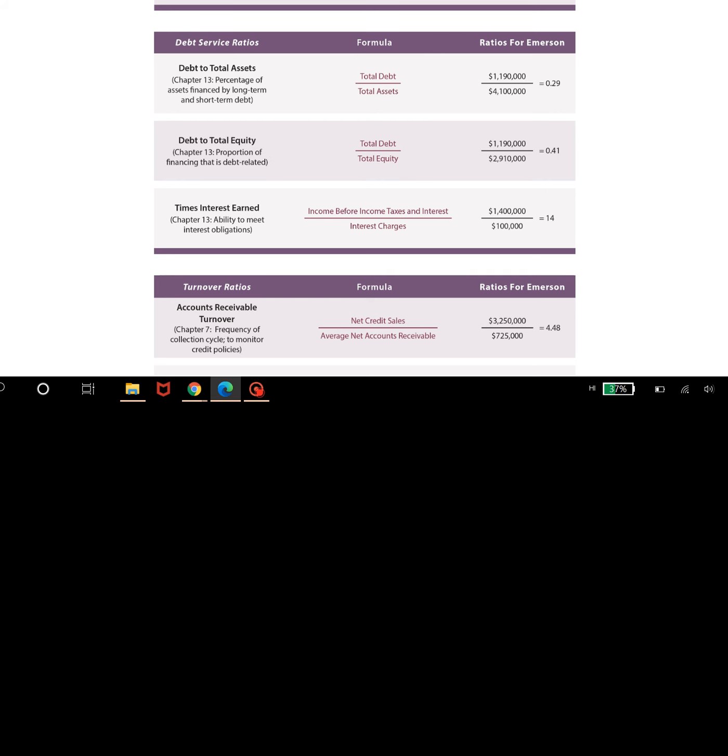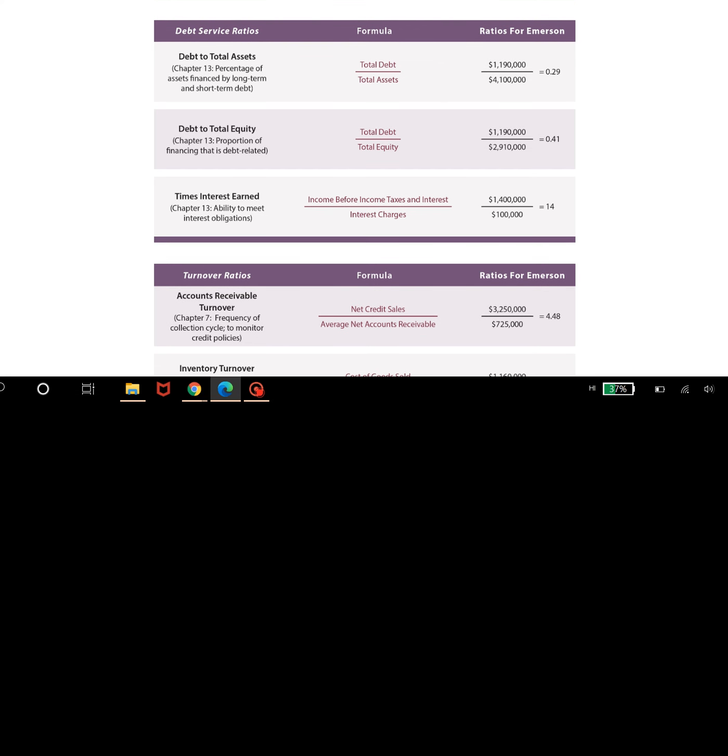Now there is also another ratio called debt to total equity, in which you divide the total debt by total equity to obtain the ratio of total debt against your total available equity. What is times interest earned? That is your ability to meet interest obligations. Whenever you repay the debt, you might have an obligation to pay interest also as a charge along with that. So what is the times interest earned in that context? It is your income before income taxes and interest divided by the interest charges. So, times interest earned will be 14 in this example, as you can see.